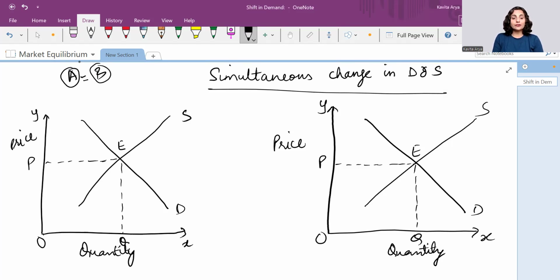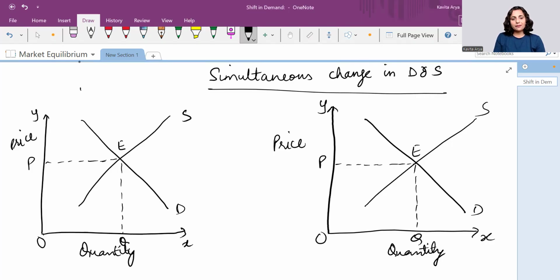On a very similar note, if we have the situation of simultaneous change in demand as well as supply, you can never tell what is going to be the impact unless you are clearly given which force is more actively working. Right. Let me show you this through a diagrammatic presentation.